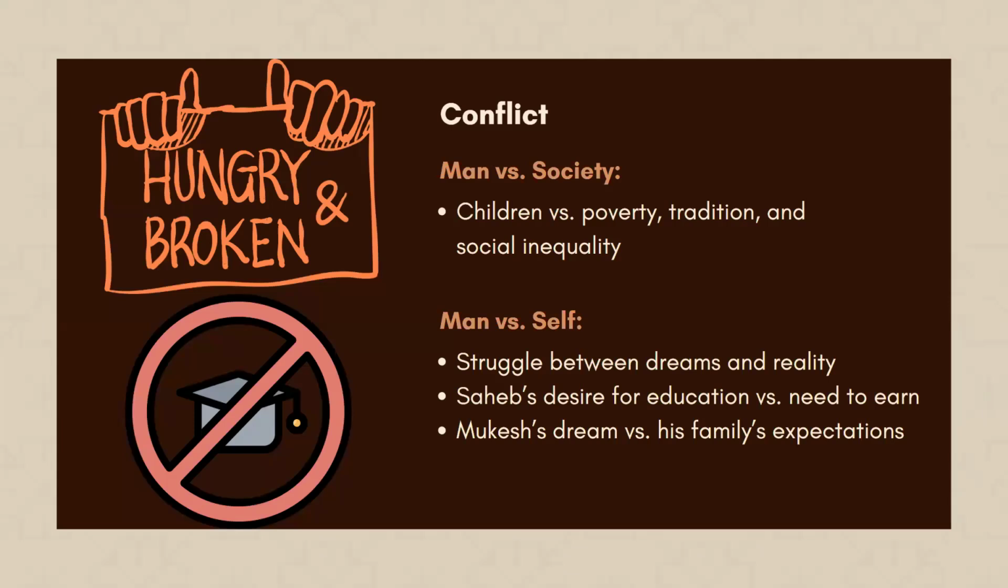The central conflict in Lost Spring is both external and internal. Externally, the children battle poverty, tradition, and the social system. Internally, they struggle between dreams and harsh reality, like Saheb, who wants to study but must earn, and Mukesh, who wants to break free from family tradition.